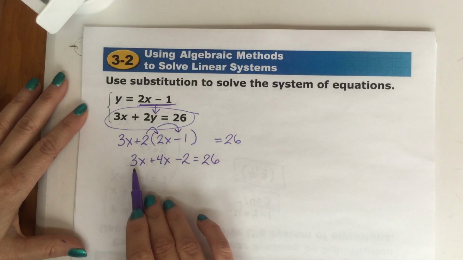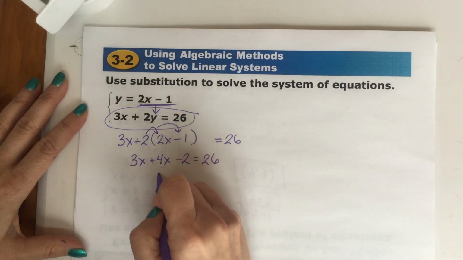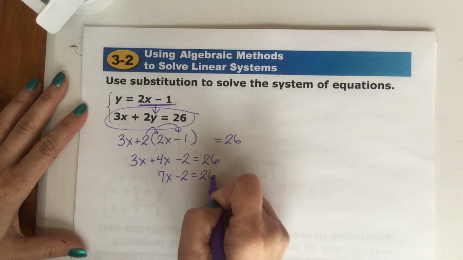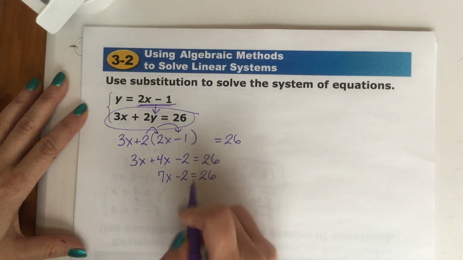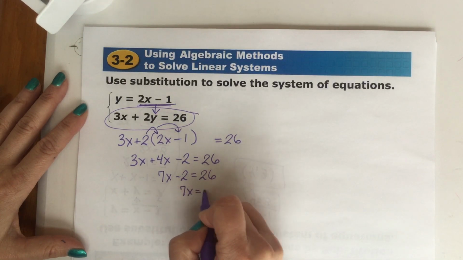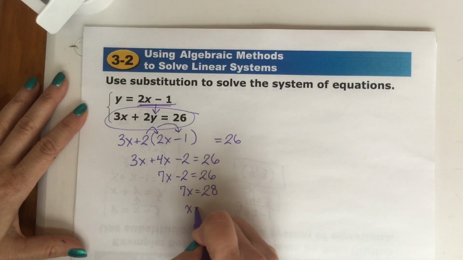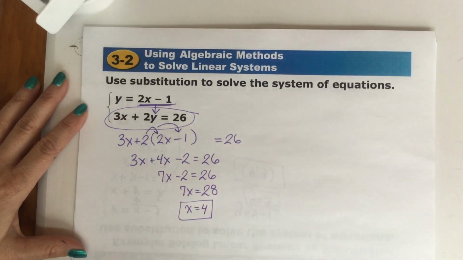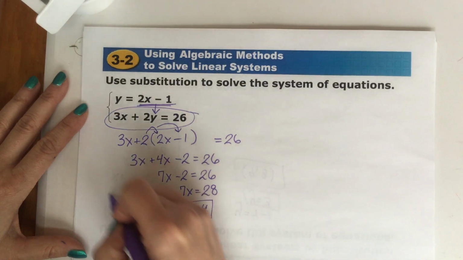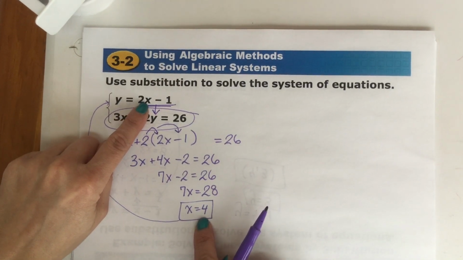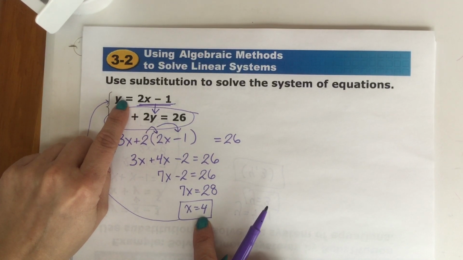Now I can combine like terms. 3x and 4x makes 7x minus 2 equals 26. Add 2 to each side, so 7x equals 28. Divide both sides by 7. 28 divided by 7 is 4. So I know what x is. Now what I need to do is find out what y is. So I substitute 4 in for x in the equation that says y equals, because that's what I want to know now.